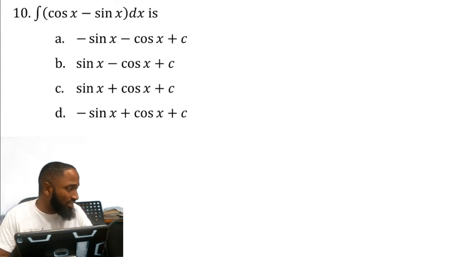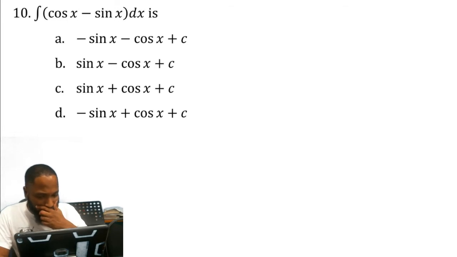10D, 10C. So we're having some arguments with 10. What's going on?